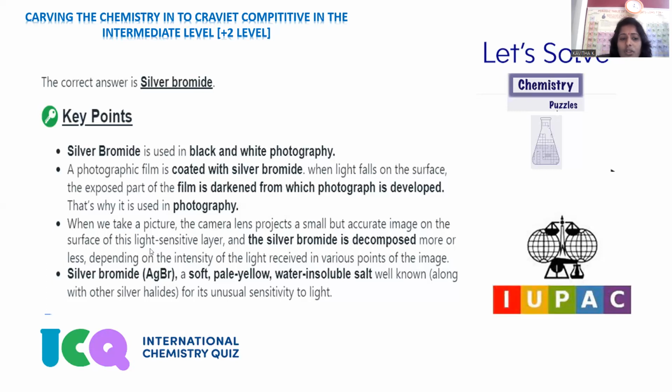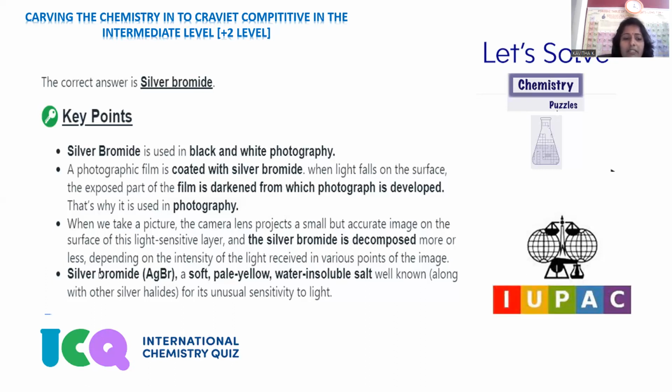So accurate images get captured over there, and there will be a coating of light sensitive layer. In the presence of light, silver bromide will decompose. How much silver bromide decomposes depends upon the light intensity we are projecting there. So the image clarity will depend upon the extent of decomposition of silver bromide and the intensity of light as well.